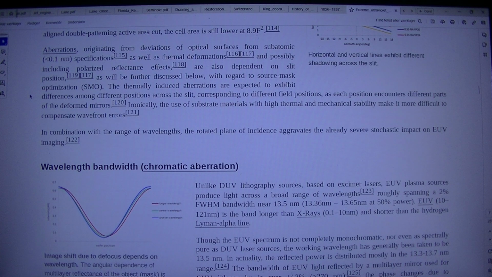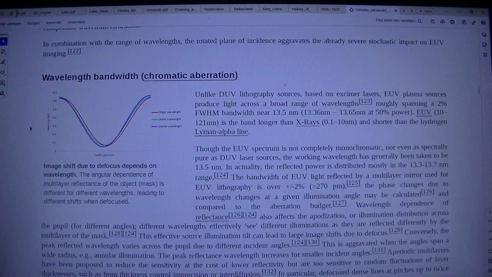encounters different parts of the deformed mirrors. 120. Ironically, the use of substrate materials with high thermal and mechanical stability makes it more difficult to compensate wavefront errors. 121. In combination with the range of wavelengths, the rotated plane of incidence aggravates the already severe stochastic impact on EUV imaging.